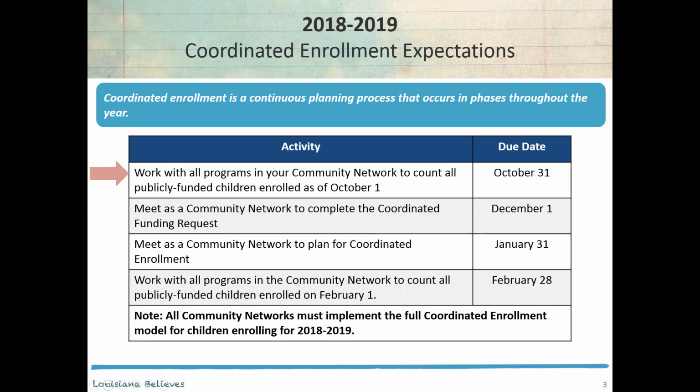You also have to collaborate with your program partners to complete and submit a coordinated funding request to the department by December 1st. You work with your network to review, revise, and submit a coordinated enrollment plan, which is to be submitted to the department by January 31st. And then again in February, you count all of your at-risk publicly funded children enrolled as of February 1st. And this is due to the department in your FTP folder on February 28th.